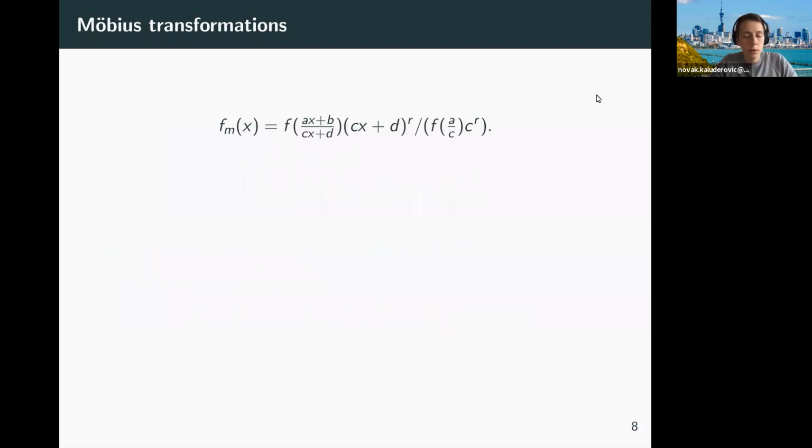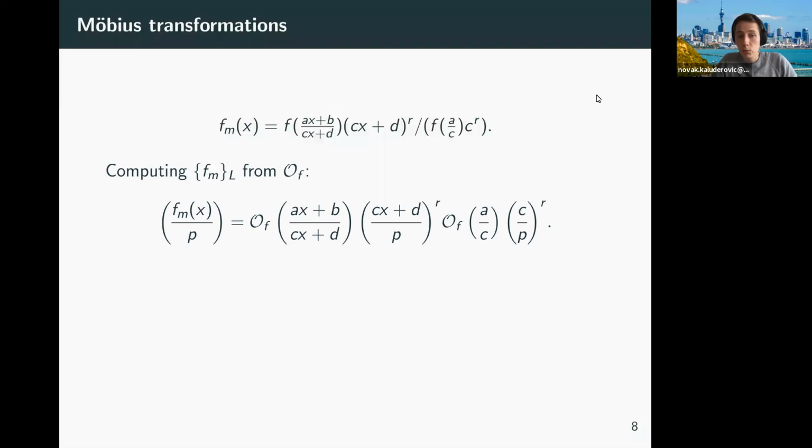They have a very nice form where we actually essentially have a product of 4 elements. And we can use that to compute the Legendre symbol of f_M from the oracle of f. So in fact, the Legendre symbol of f_M evaluated at x can be obtained by querying the oracle at (ax + b) over (cx + d), multiplying that by the Legendre symbol of (cx + d) raised to the power r, multiplying that further by an oracle query at a over c, and finally multiplying that by the Legendre symbol of c to the power r.